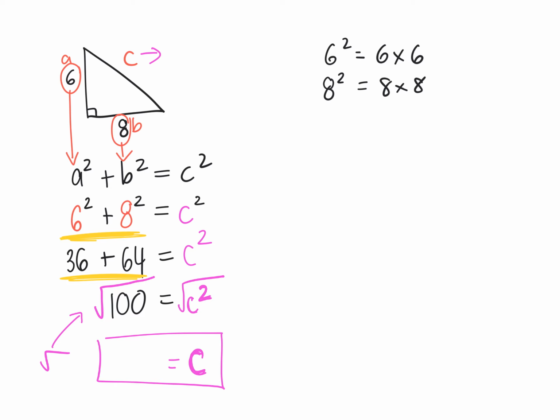You can use your calculator. You're trying to figure out what two numbers do you multiply together to get you 100. And it has to be the same number because it's a square. Yes. 10. That's it. That's the answer. C is equal to 10.